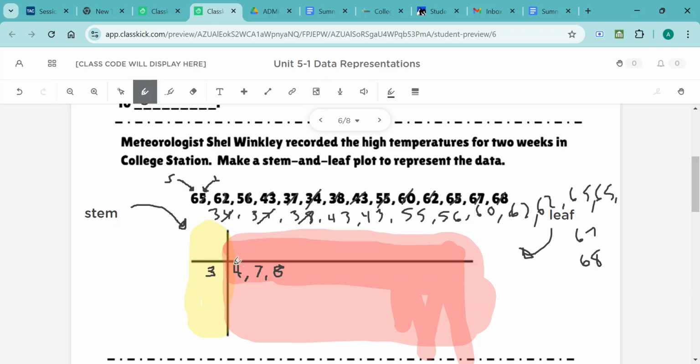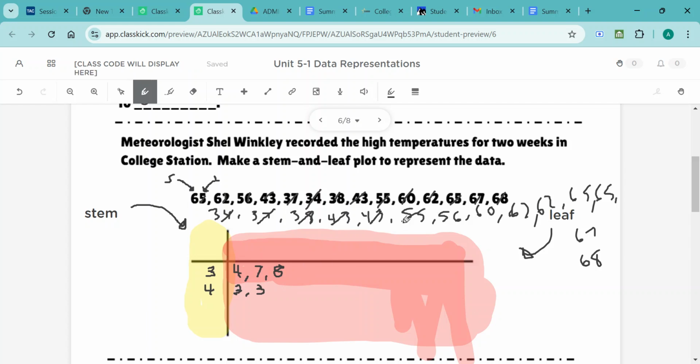Now I'm going to do my 40s. So I'm going to go down. Now this stem is representing the 40s. I'm going to write all my 40s, 43, 43. So I'm going to write 3 for the first one, comma, and then 3. Also, notice how my stem and leaf plot's in order from least to greatest: 34, 37, 38, 43, 43. This is what makes stem and leaf plots nice. I can look at my data from least to greatest pretty easily.